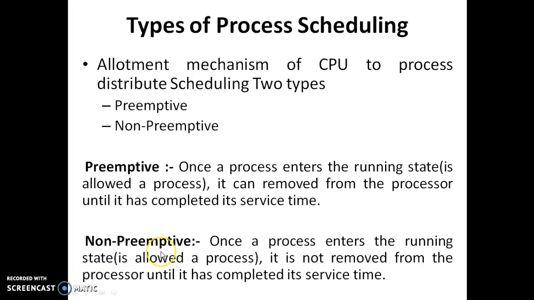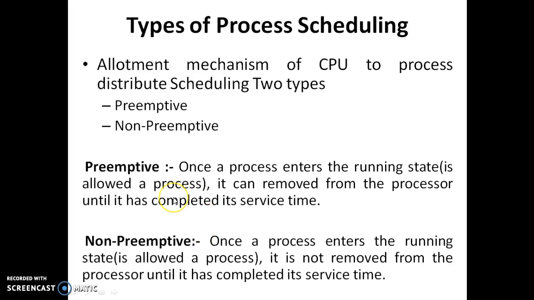The second type of process scheduling is non-preemptive. Once a process enters a running state, meaning it is allowed to execute, it cannot be removed from the processor until it has completed its execution. That means, for example, if a process has 10 CPU cycles to execute and it is allocated to the processor, then unless and until all those 10 CPU cycles are executed, we cannot roll back that process or stop its execution.